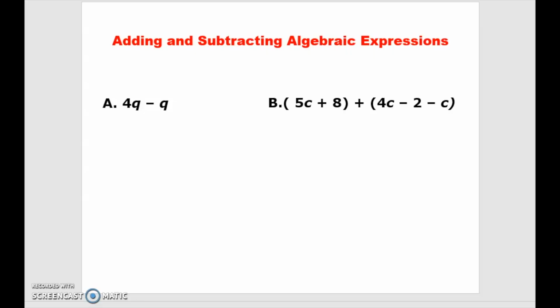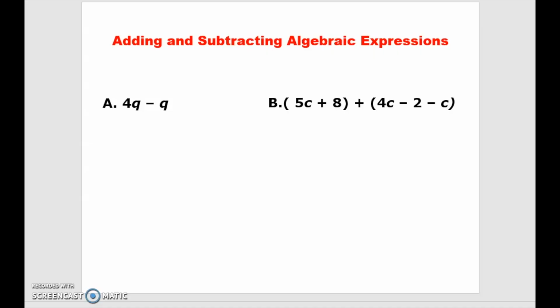Students, welcome back. We're going to keep looking at algebraic expressions, and today we're going to look at adding two expressions together or subtracting. Now this is going to be similar to our combining like terms that we talked about earlier, but there's going to be a few things that we need to pay attention to, particularly parentheses, and so we're going to focus on that.